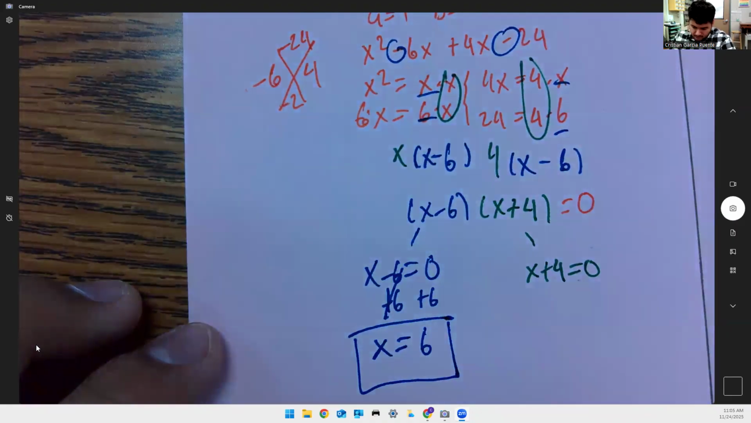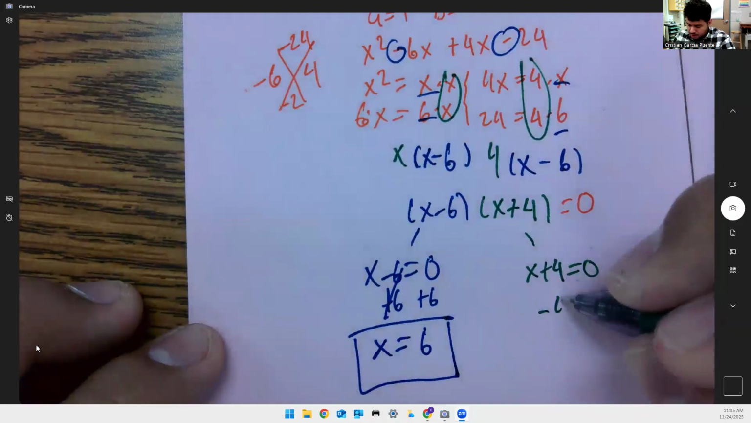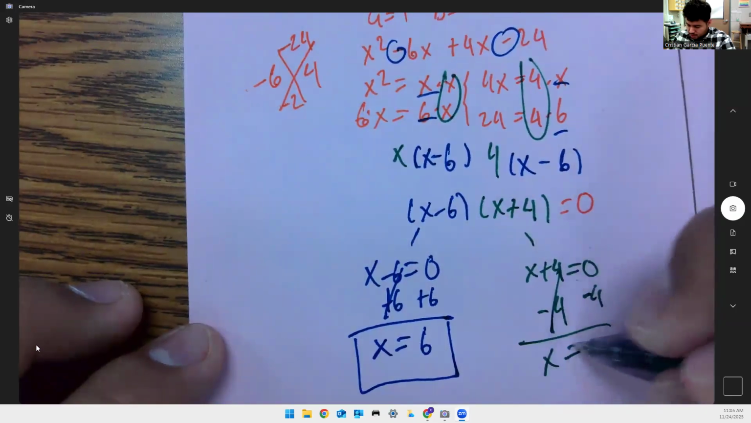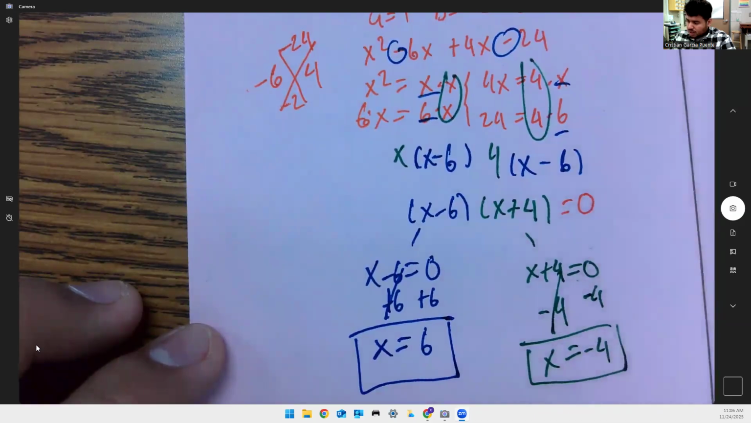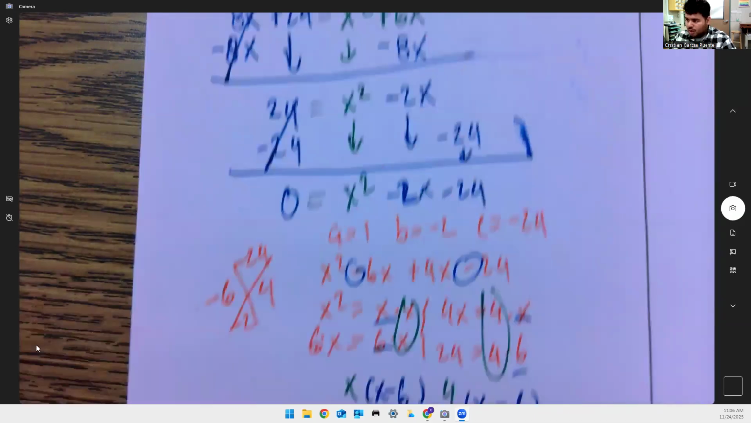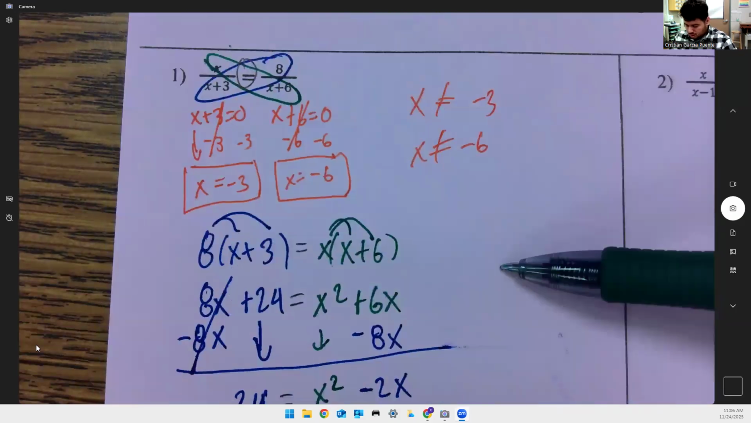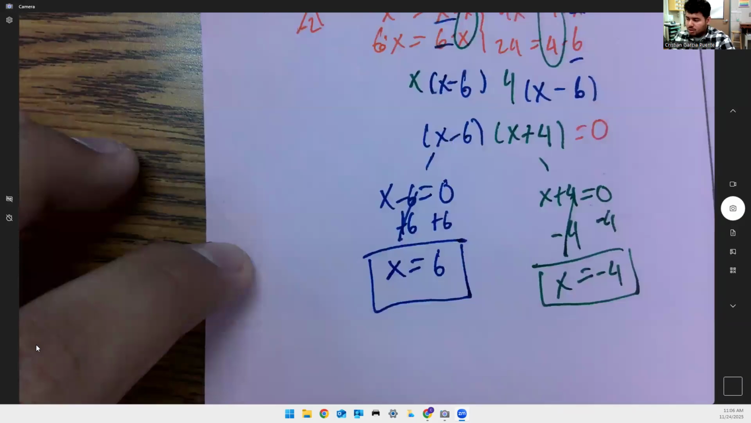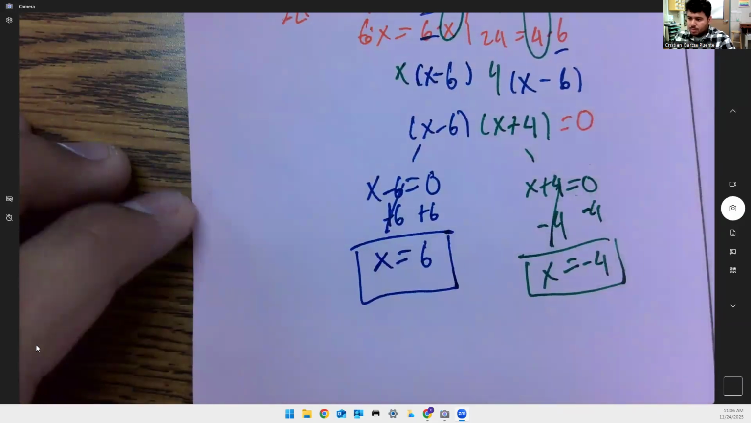Now, same thing on the right. How do you get rid of this positive 4? You subtract 4. So 0 minus 4 is just negative 4, and you're done. Now, we have to make sure that 6 and negative 4 aren't part of our excluded values. Positive 6 and negative 4 are not part of our excluded values, so both of these answers are good, and we're done.